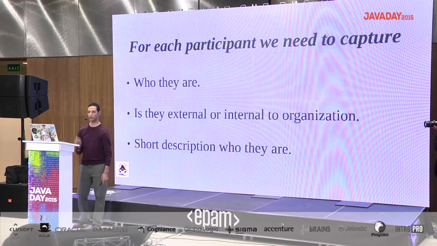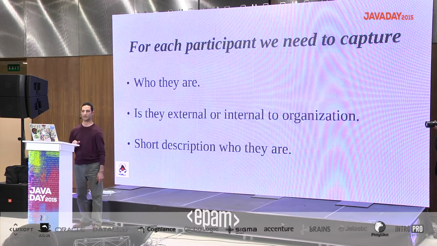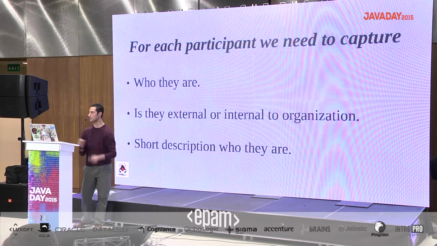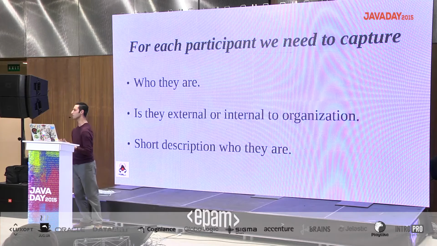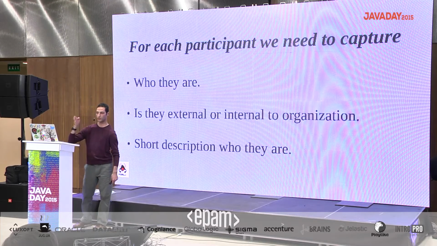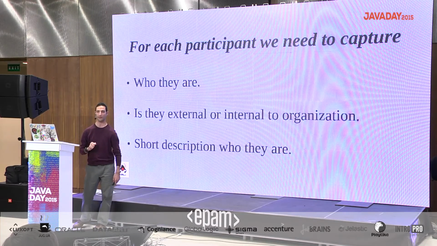For each participant, we need to capture three things: who they are, if they are external or internal to our organization, a short description, and what they need to do. These are the activities and affordances they need to do in the system. For each participant, we need to capture these three requirements.